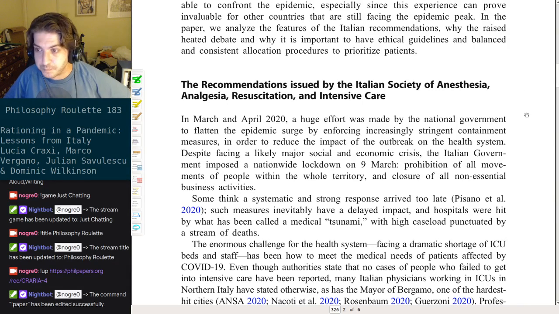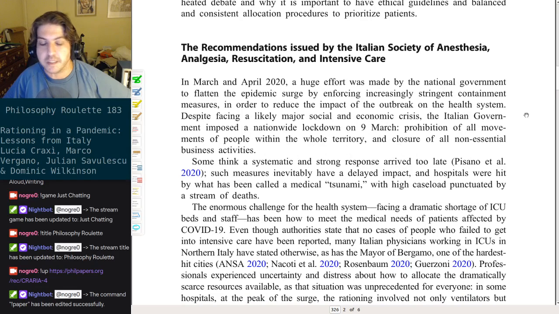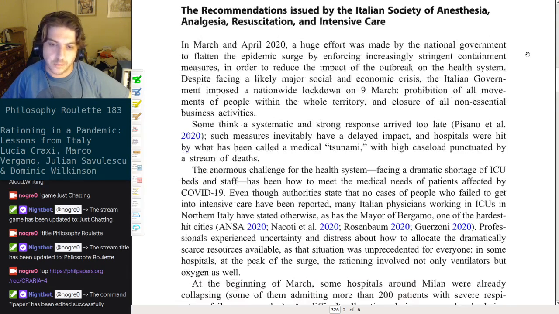Okay, continuing. There's a very pressing issue right now. The recommendations issued by the Italian Society of Anesthesia, Analgesia, Resuscitation, and Intensive Care. I wonder what the acronym for that is. It's kind of cool. In March and April of 2020, a huge effort was made by the national government to flatten the epidemic surge by enforcing increasingly stringent containment measures in order to reduce the impact of the outbreak on the health system.